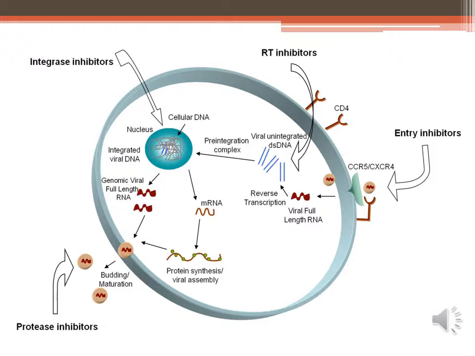These agents are called non-nucleoside inhibitors because they are not nucleoside analogues, although their mechanisms are the same as the nucleoside analogues. Lastly, protease inhibitors work at the last stage of the viral reproduction cycle by preventing assembly and release of the HIV from the infected CD4 cell.